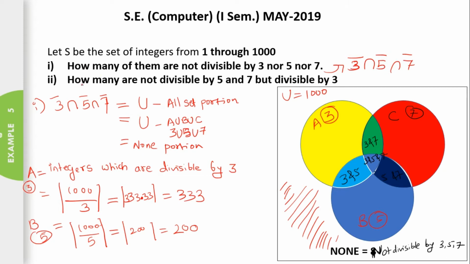The second sub-question is how many are not divisible by 5 and 7 but divisible by 3. The meaning of this is how many numbers are there which are not divisible by 5 and 7 but divisible by 3. So we just have to calculate the portion which is only divisible by 3. Let's solve the first sub-question first, that is how many of the numbers are not divisible by 3, 5 and 7.